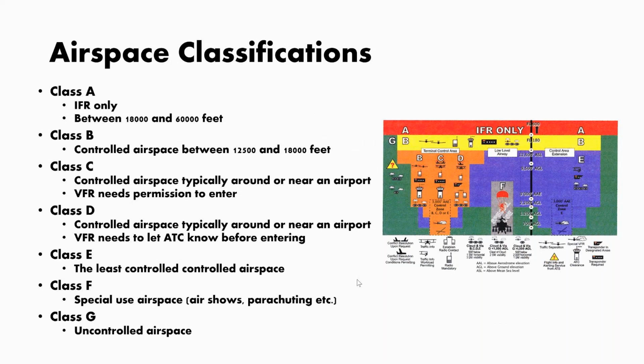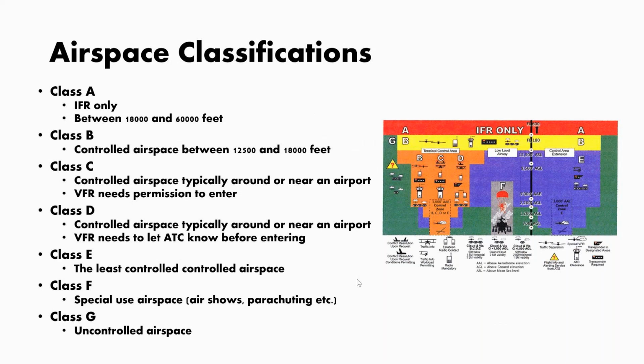Class B airspace is controlled airspace between 12,500 and 18,000 feet. So that's not IFR only, but it's still quite high. The point is that it's controlled, so there is someone directing traffic in that airspace. Class C is usually controlled airspace around or near an airport. For example, London International is a Class C control zone. It's just a zone around an airport, from the surface up to a certain altitude, where there's a control tower directing people.